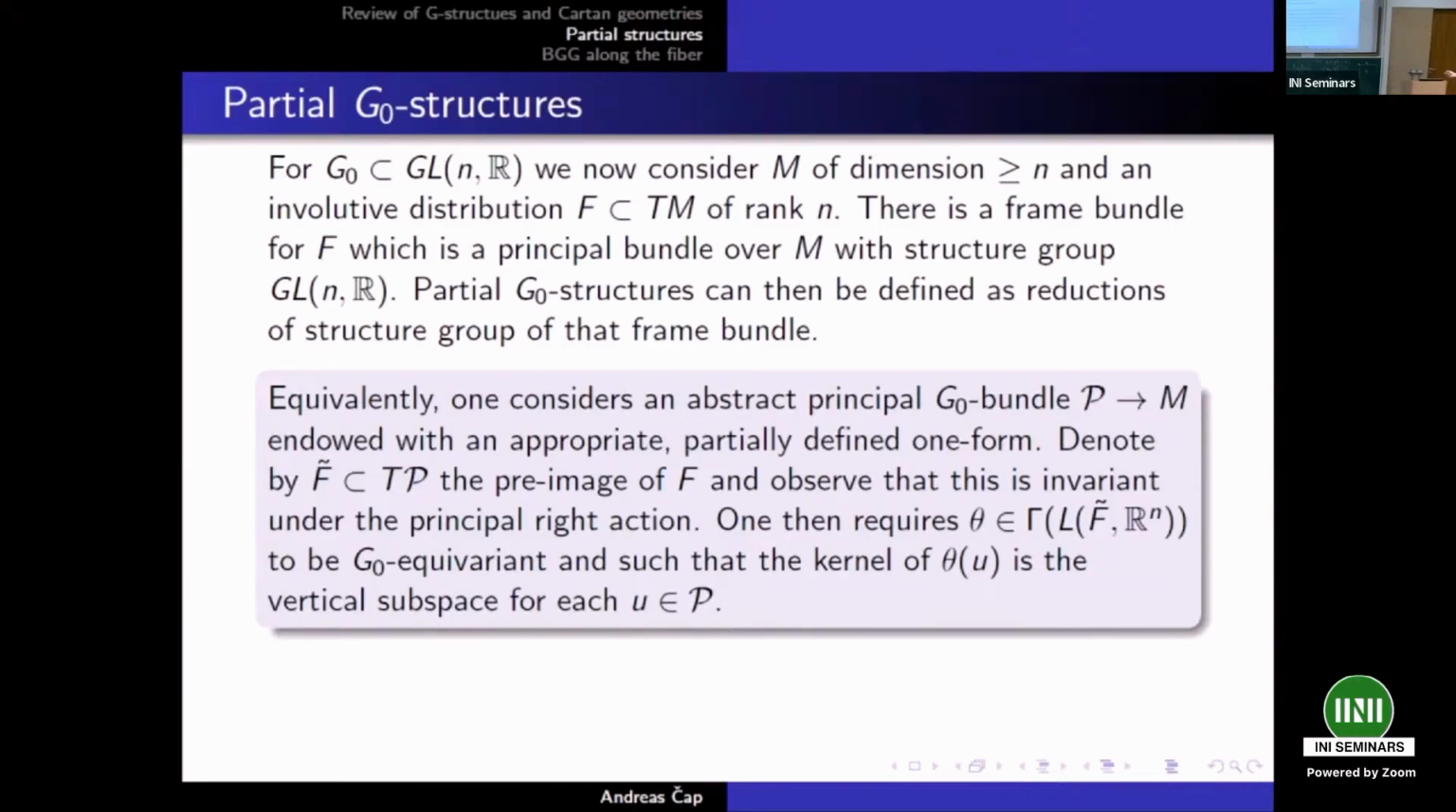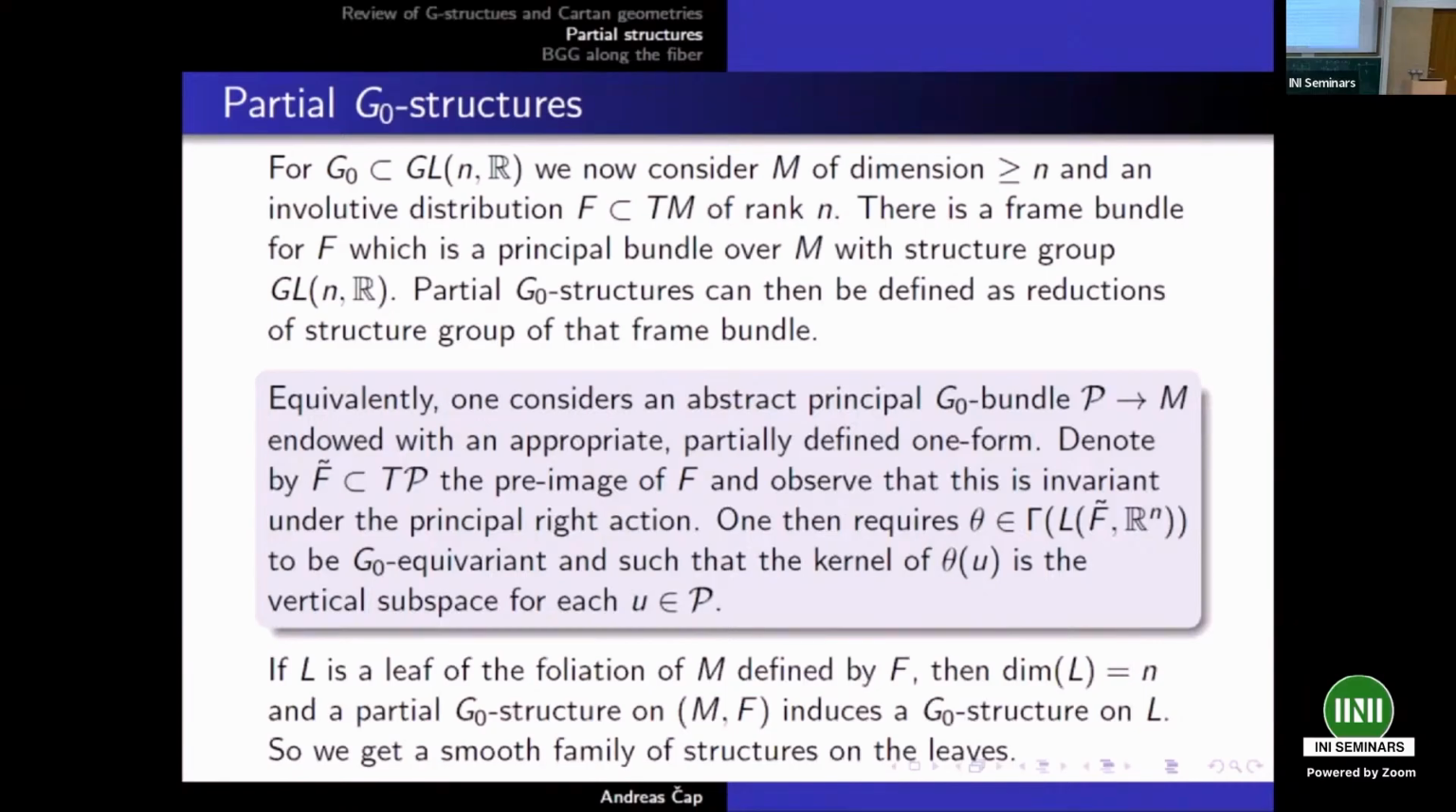So what do I mean by partially defined differential forms? You have this distribution on M, you can lift it to P, and I denote this by F tilde, and you observe that this is invariant under the principal right action. So now you can take the bundle L(F tilde, Rn), which means exactly Rn-valued 1-forms which are only defined on F tilde and not on all of the tangent space, and one requires a one-form in there which is G0 equivariant, which makes sense because this is invariant under the principal right action, and such that the kernel in each point is the vertical subspace. And this is exactly the counterpart of what you usually call the strictly horizontal invariant Rn-valued one-form.